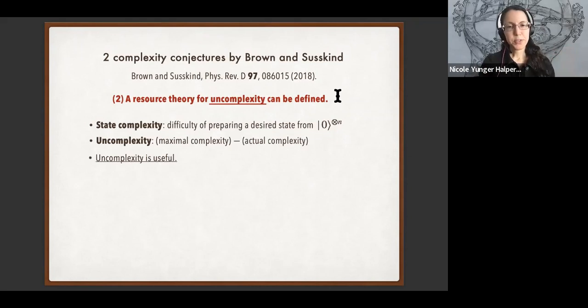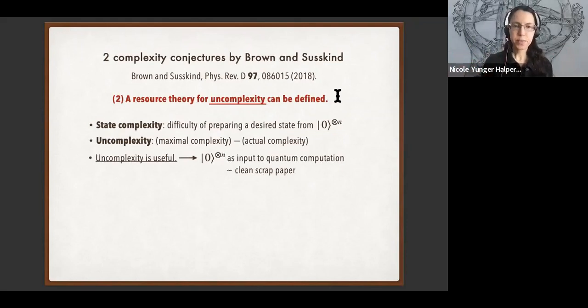This gap is useful. For instance, when we want to use a quantum computer, then we feed it one of these simple tensor products. So closeness to the simple tensor product is useful. The computer uses this simple tensor product as scrap paper on which it writes its calculations. Since uncomplexity is useful, we could say it's a resource.